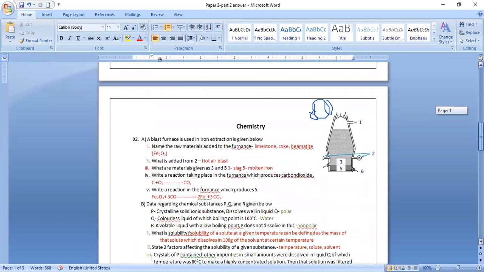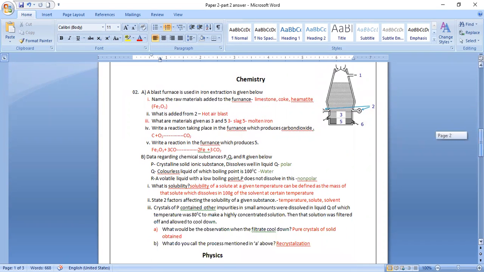Okay, now let's move on to the chemistry part. Here, this is an iron extraction method. They have given a blast furnace that is used for iron extraction. Normally the raw materials used are limestone, coke and hematite. Hematite has the formula Fe2O3. They are added to the blast furnace through this way, right?